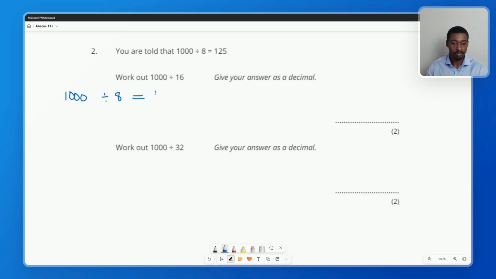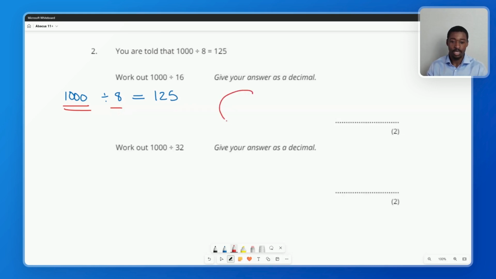Well, it means that we're taking 1,000, and let's use a different color to really make this clear. We're taking 1,000 and we're dividing it into 8 equal pieces. That's what division is. Dividing something into a number of equal pieces. The best way to think about it is like a pizza. Everyone loves pizza, right? So we have a pizza.